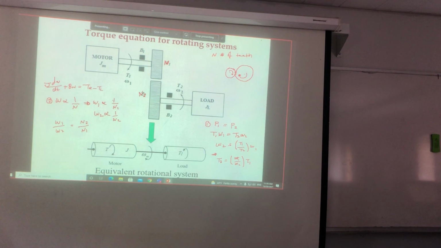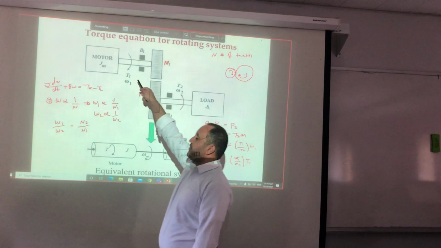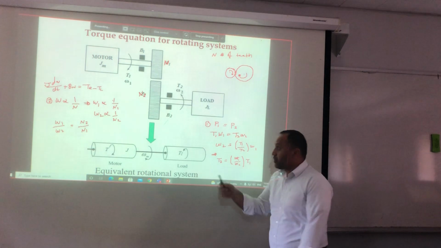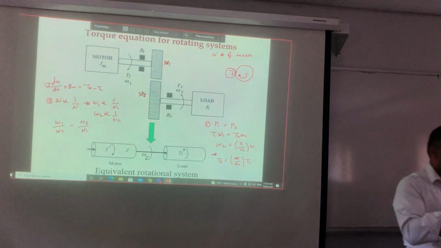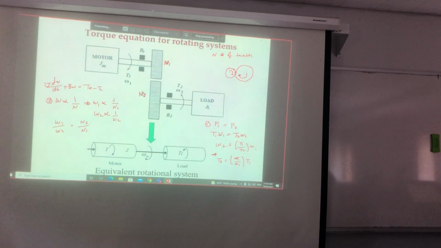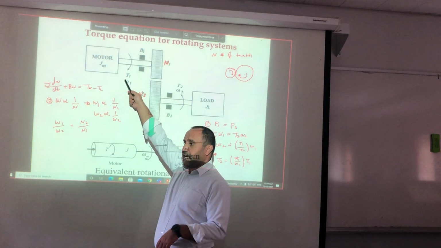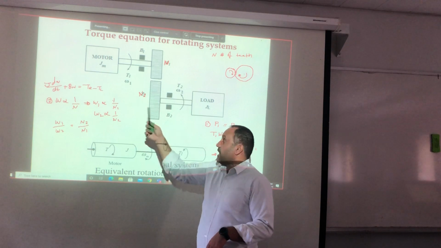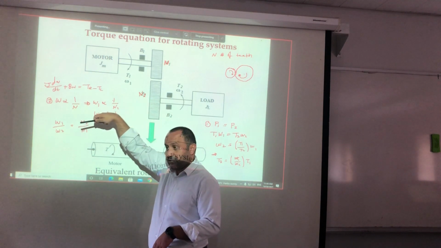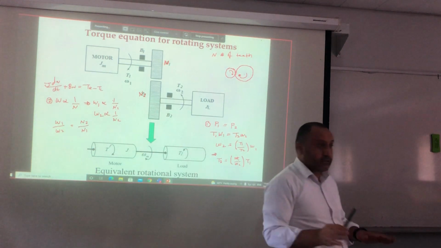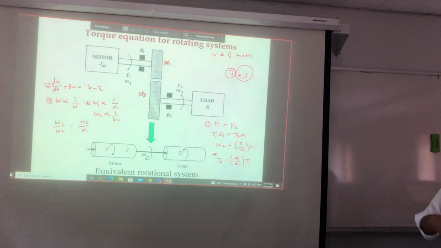Now, this means that if I'm having T2, I can reflect it here, correct? By using what? The gear turn ratio, or the gear ratios. And the same thing here, if I'm having a torque here, I can reflect it here. If I'm having speed here, I can reflect it here. It's identical to what? To the transformer. You remember the transformer?